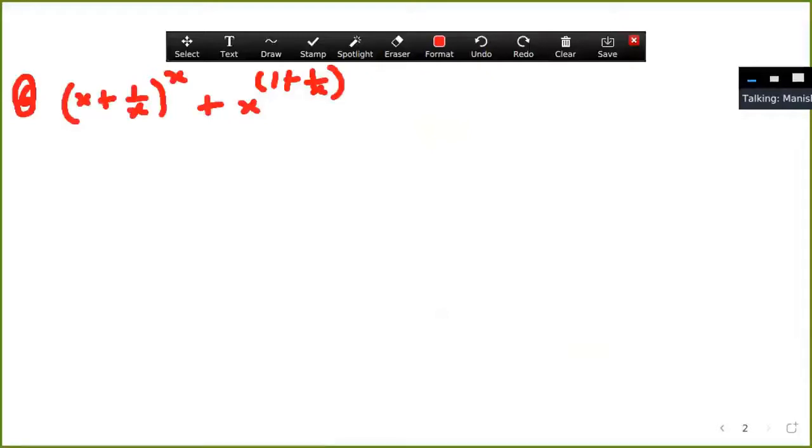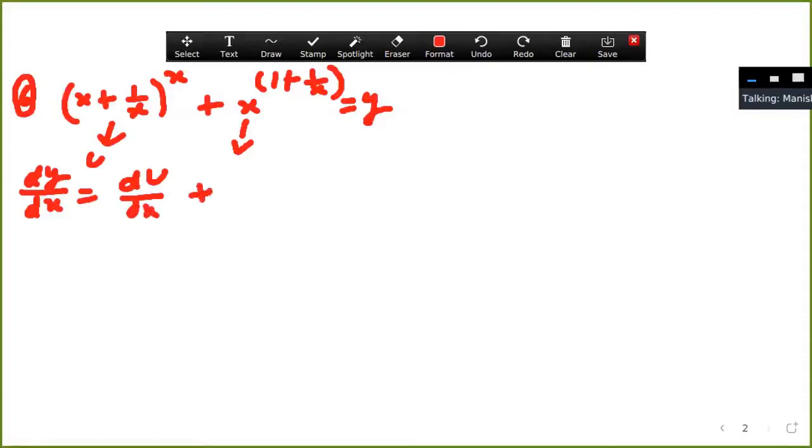Again, this is a type of variable to the power variable. The base is in x and the power is also in x. Then you will do this question by taking log. For the same process, you have to apply: this statement is equal to y. Now, you can't take log directly. Then you have to suppose the first term is u and the second term is v. Now, after differentiation with respect to x, dy upon dx will be equal to du upon dx plus dv upon dx.